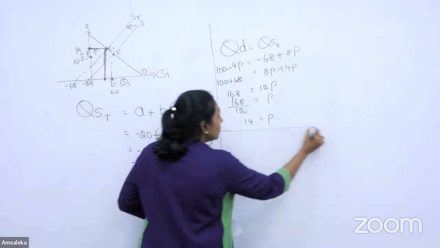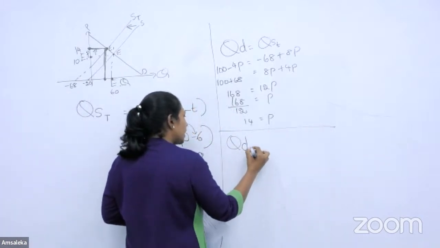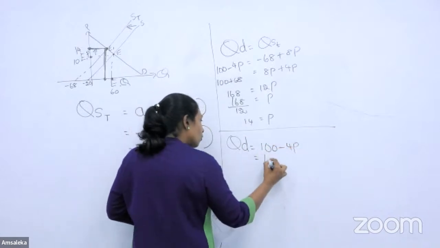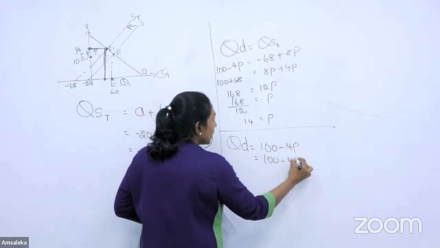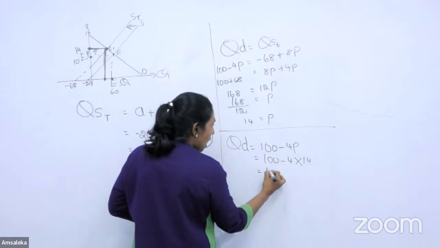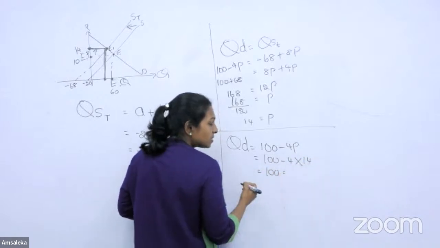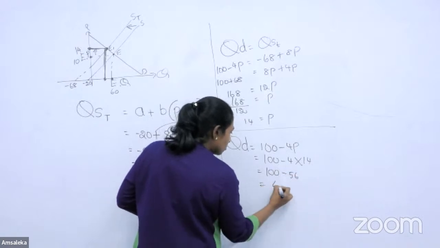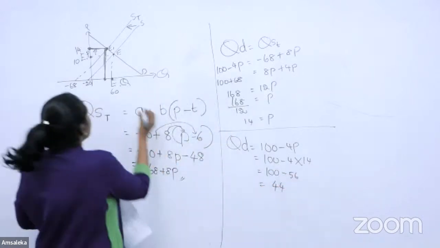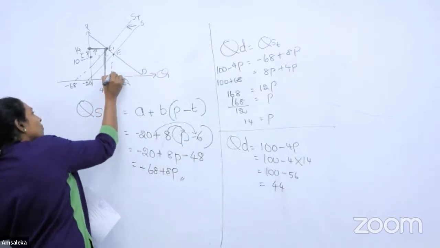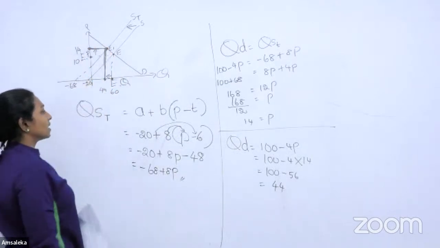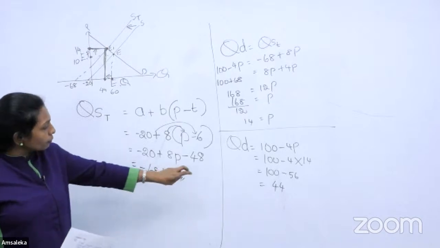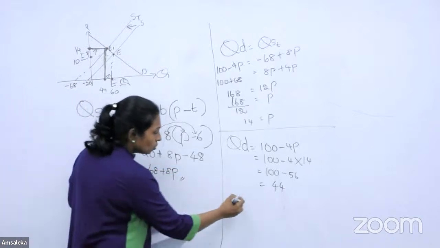Then any formula, QD I will take. QD means 100 minus 4p. Now you found P as 14. 100 minus 56, so what is the answer? 44. Then what is your quantity? 44. See? Declined backward, but price has increased. You can confirm by this way. Now finally, what do you want to do?